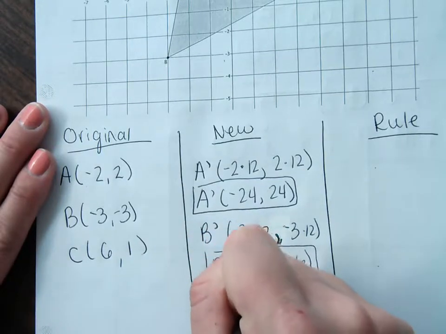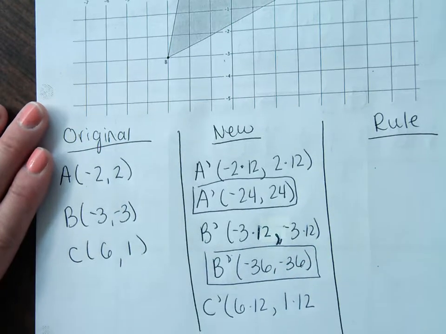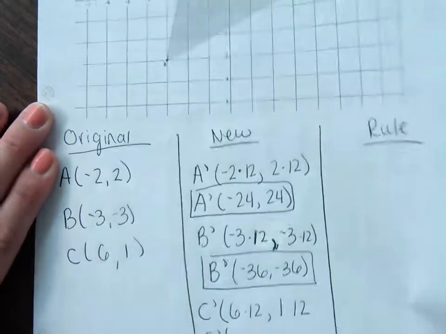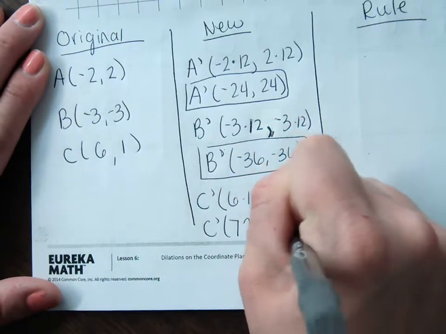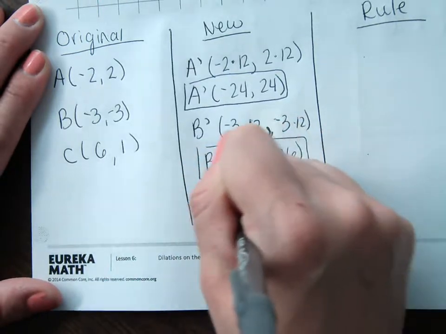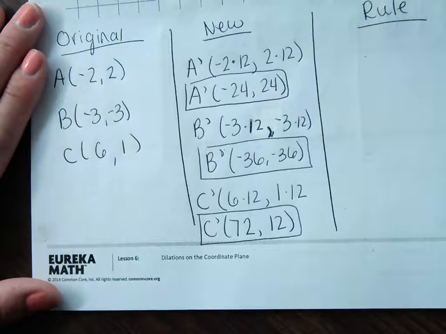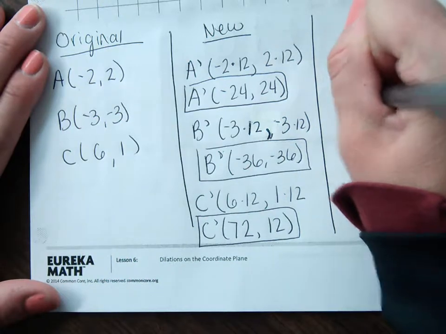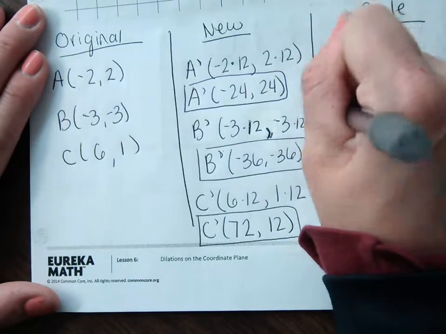C prime was 6 times 12, 1 times 12. C prime is now located, 6 times 12 is 72, 1 times 12 is 12. So C prime is located at 72, 12. We can write our rule as x, y goes to 12x, 12y, because remember that's multiplication, because we have to multiply both parts of the ordered pairs.